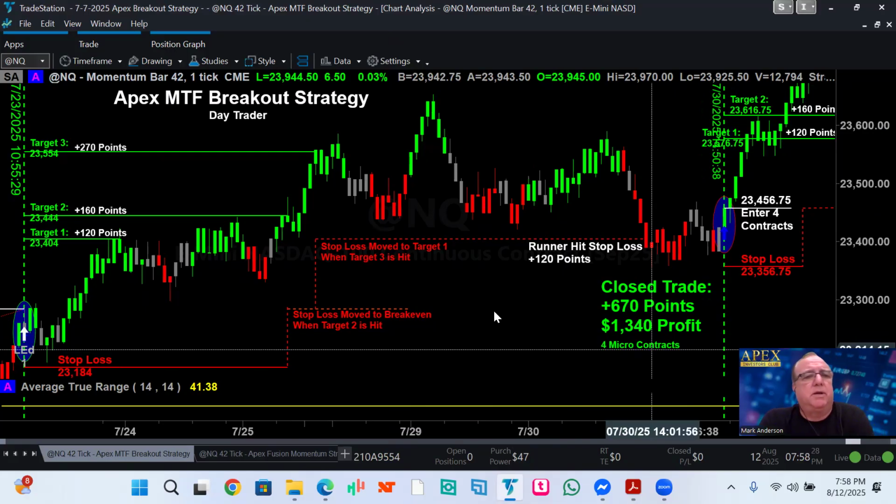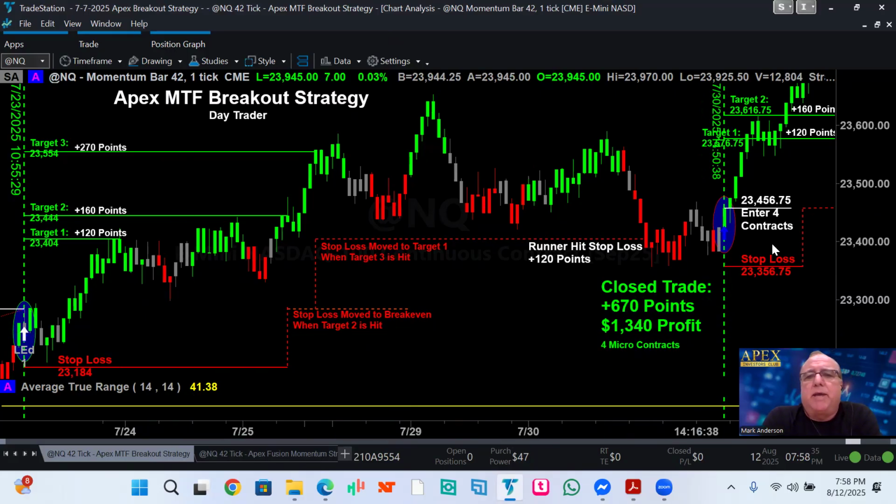We wait for the next breakout, and that one came over here. And then what happens there? Of course, a stop loss 100 points below. Enter 4 contracts. Right, target 1 gets hit, target 2 gets hit, stop losses get moved up accordingly.